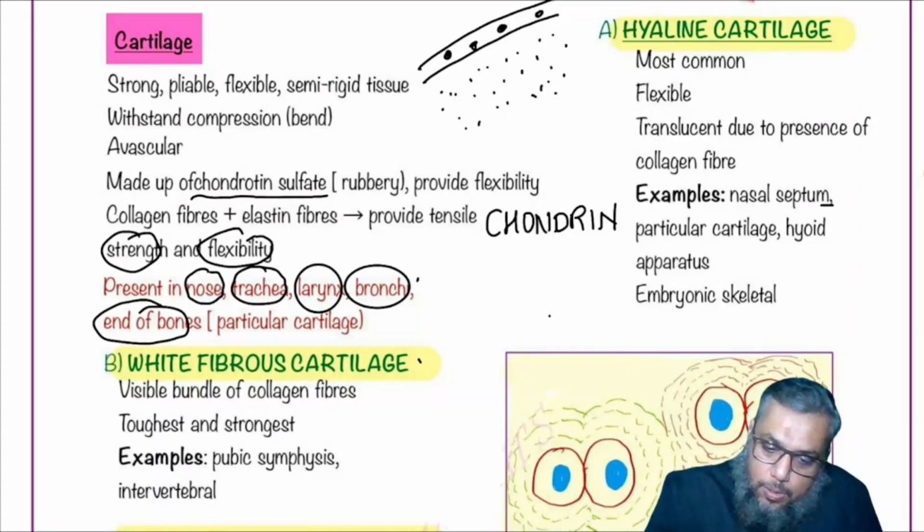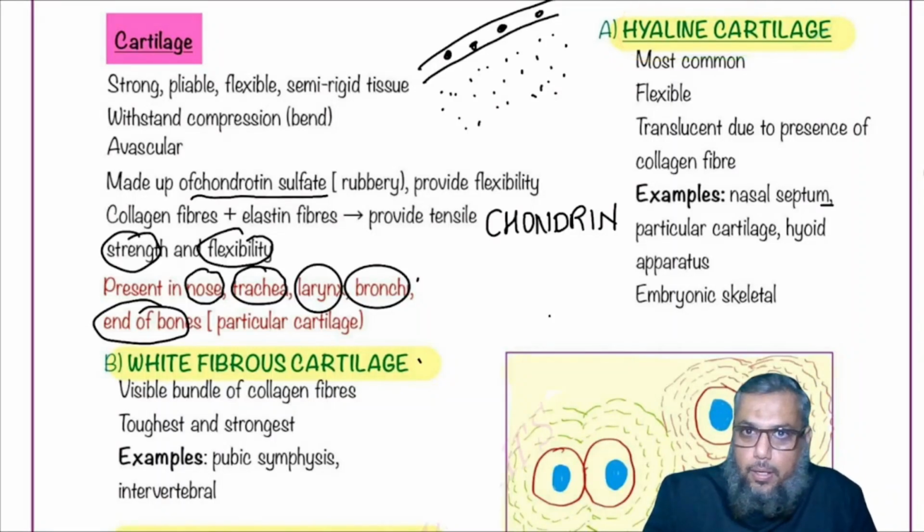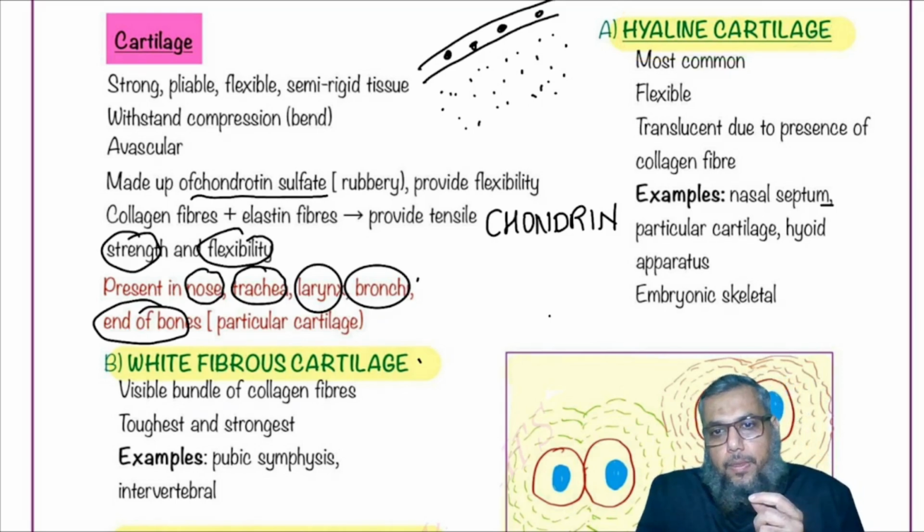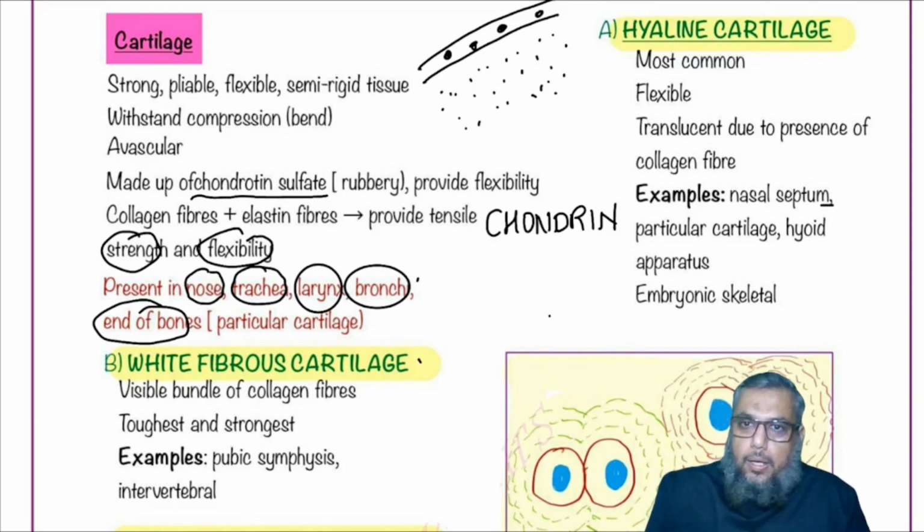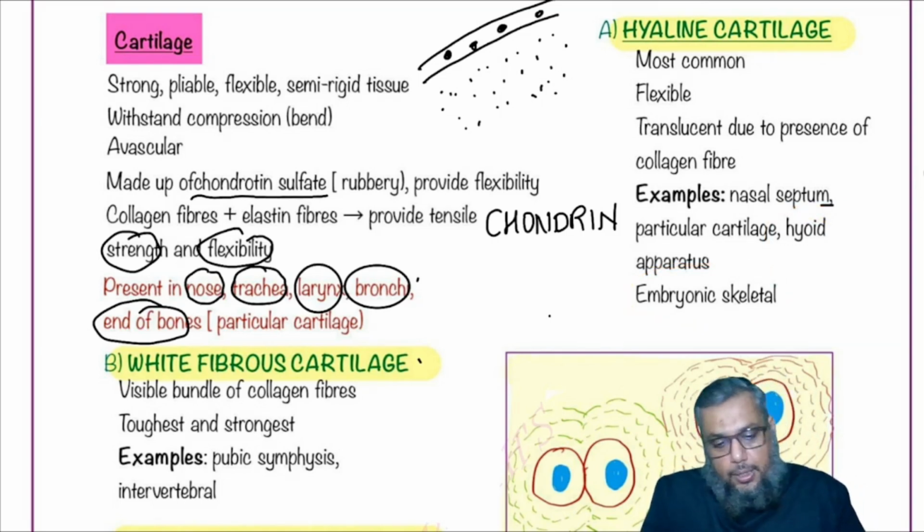There's a type of cartilage called hyaline cartilage, and this is one of the most common cartilages in the human body, and it is translucent, meaning it allows light to pass, but it is not see-through. It's translucent. It is bluish in color a little bit, and it is located in your nasal septum. Just look at me, this nasal septum. Then the hyoid bone, that part. Most of your embryonic skeleton is made up of this particular cartilage, hyaline cartilage.